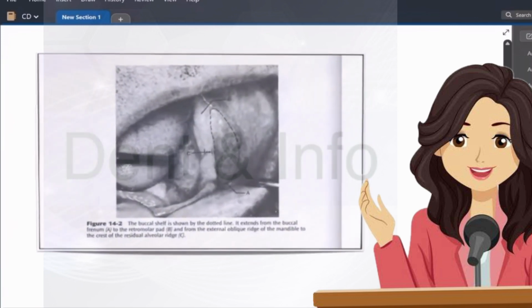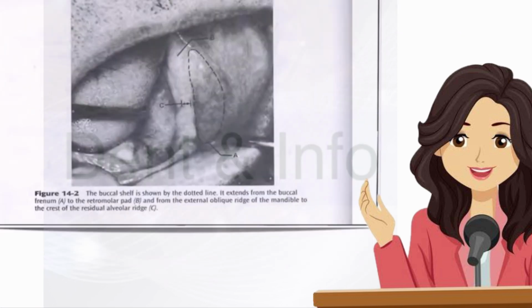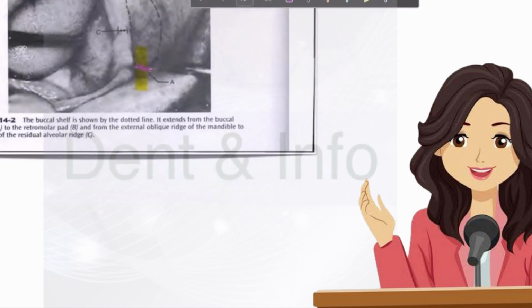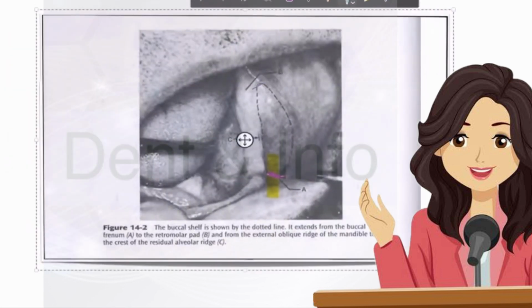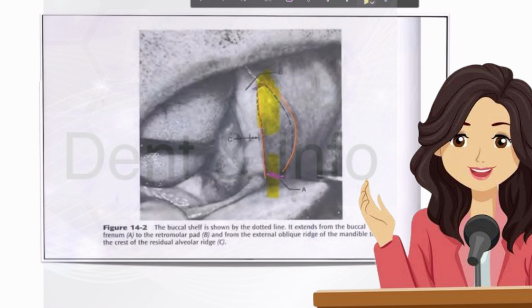Yes, exactly this. First, this is what is showing your buccal shelf area. So like we said, we have our frenum here. Anteriorly, we have our pad here. Posteriorly, then we have our external oblique ridge. We have the crest of the ridge. So together, that would make your buccal shelf area.